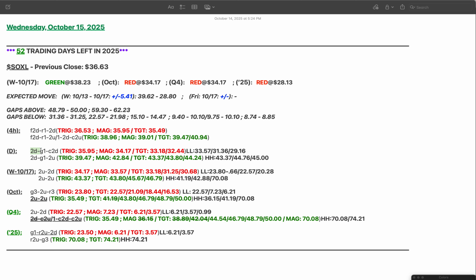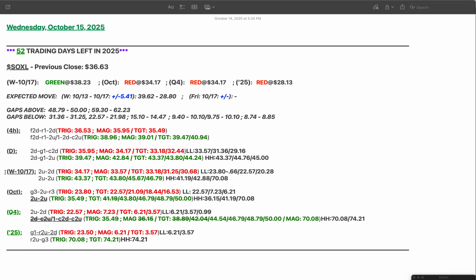From the day chart perspective, we would go to the downside. We would go 2 down, green 1, combo 2 down, triggering at 35.95 with the magnitude of 34.17, extended targets of 33.18 and 32.44. If we trigger to the upside, that gives us a 2 down, green 1, 2 up reversal, triggering at 39.47 with a magnitude of 42.84. If we do continue to push up past that, that's a pretty big move, but if we do continue to push past that, we have got the extended targets here, 43.37, 43.80, and 44.24.